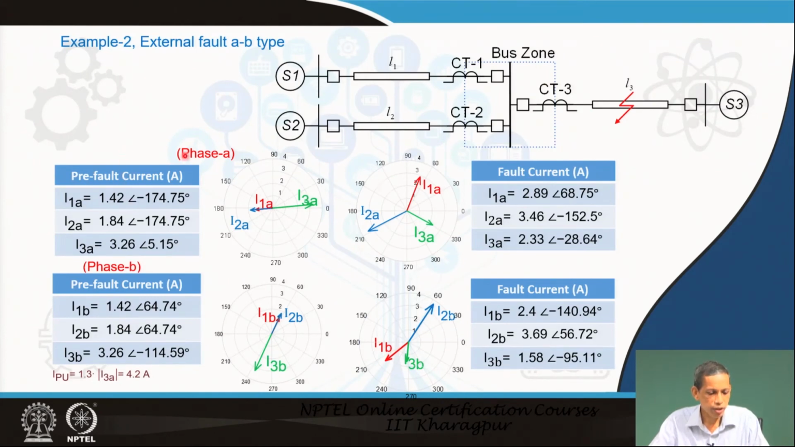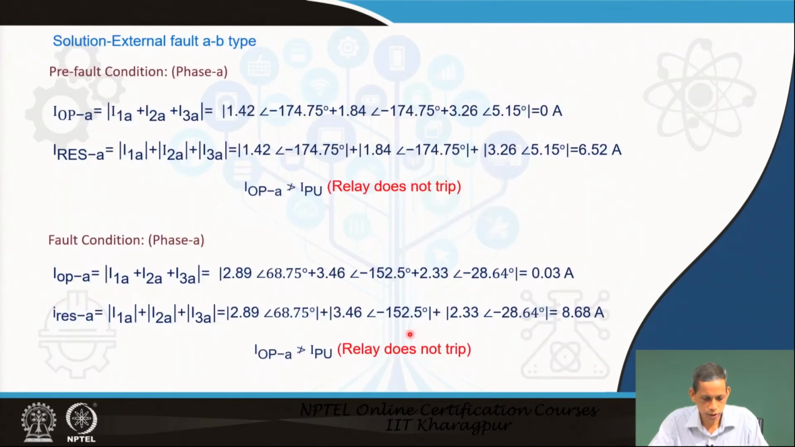Pre-fault condition: phase A current and phase B current in all the 3 lines are what the corresponding CTs will provide to the bus bar, and then this is the fault current for phase A and phase B, because this fault involves phases A and B. That is why we are showing these 2 phases here. Similarly, you can notice phase C also, and the phasor positions for the pre-fault and the corresponding fault are shown here. In the pre-fault case the summation will be 0, and in the fault case also it is by and large 0, because of the balanced nature for external fault cases.